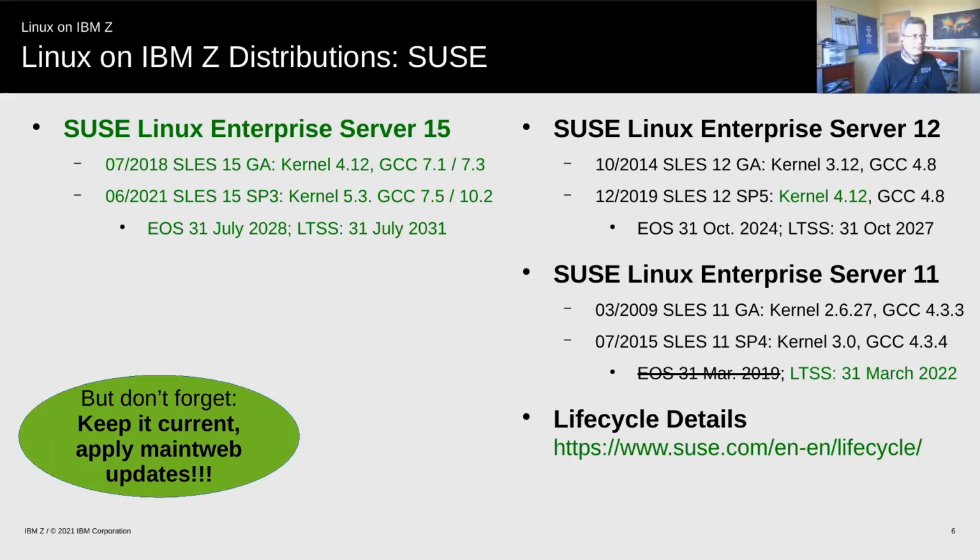SUSE has an interesting service model insofar as they're switching their Linux kernels entirely every 2 releases. So the GA version of SLES 15 came out with kernel 4.12. The first service pack continued to do so, but the second service pack already switched to kernel 5.3, and that's what they also kept for the third service pack. And you can assume that the fourth service pack will do another kernel upgrade.